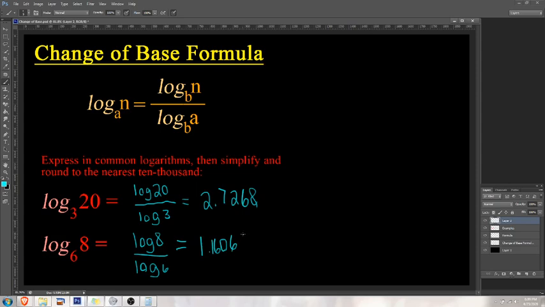I think that's good. I think you guys know how to use the change of base formula now. I'm going to stop this video, but I'm going to create another video for those of you who are interested. I'm going to prove this thing. I just showed you how it works. Now I'm going to show you why it works.